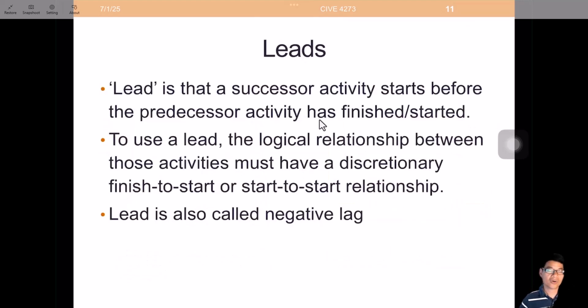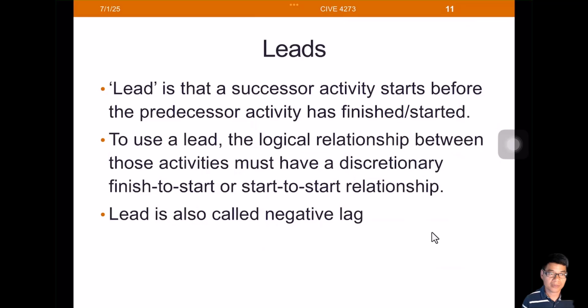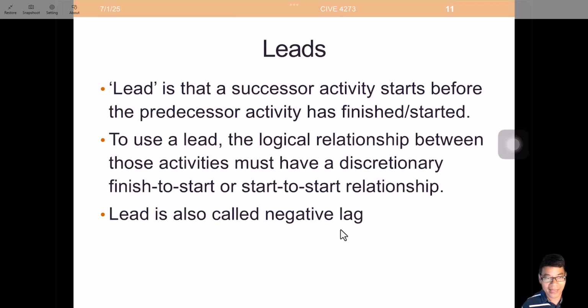Lead is also called a negative lag. If you try to label leads in a schedule, you just need to change the number to a negative number. So that's why we call lead a negative lag. Lead means that a successor activity starts before the predecessor activity has finished or started. Typically we use lead on finish to start and start to start logic relationships.